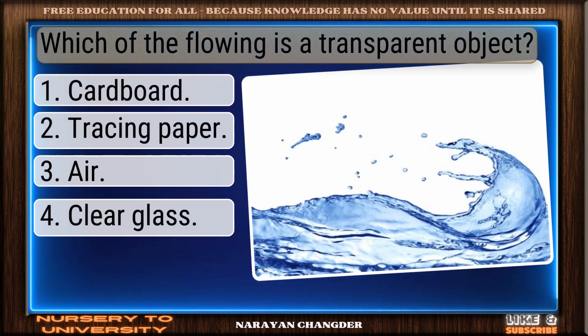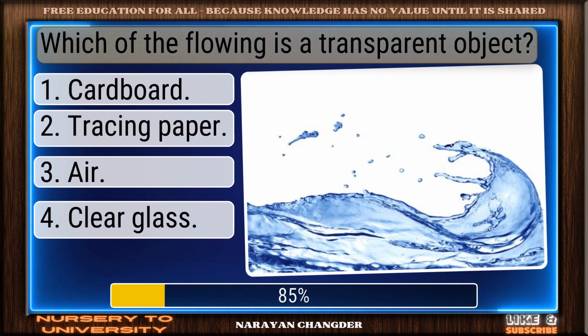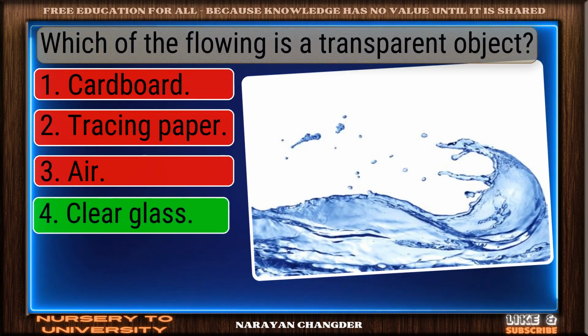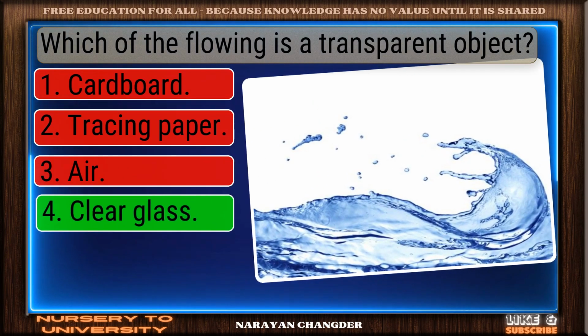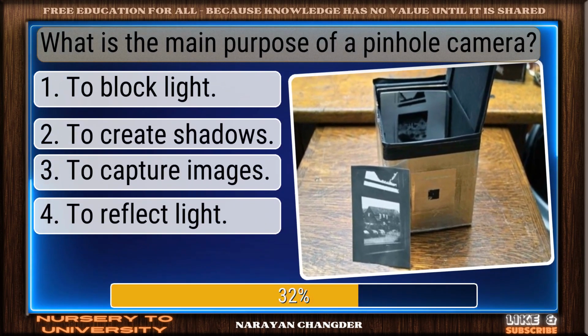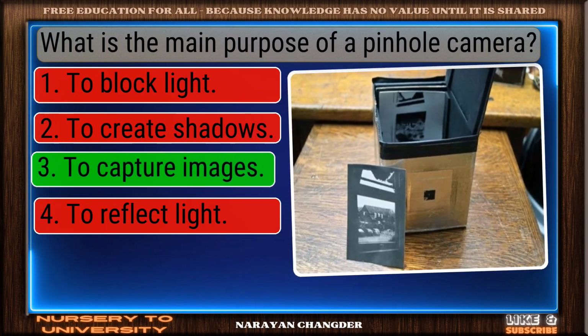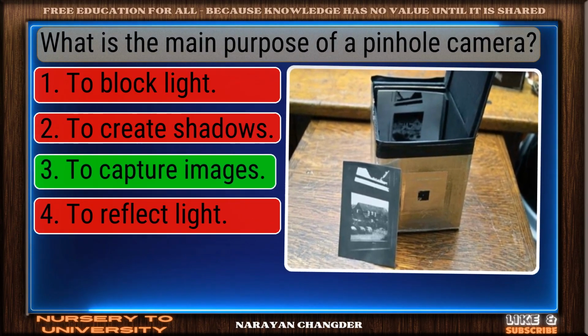Which of the following is a transparent object? Clear logic. Your choice, clear glass, is sound and 100% true. What is the main purpose of a pinhole camera? Strong choice. To capture images is the right answer.